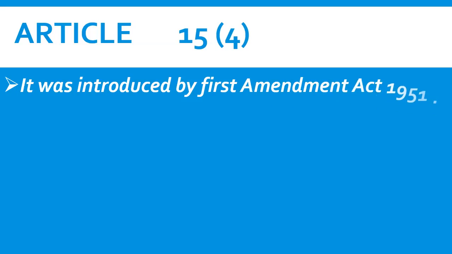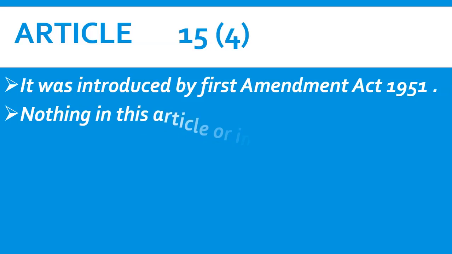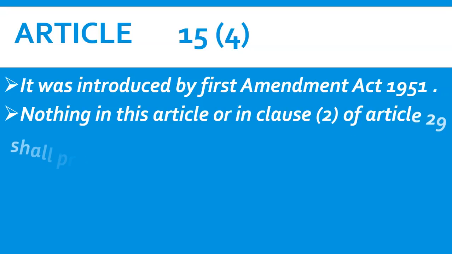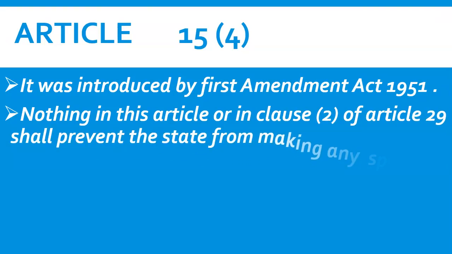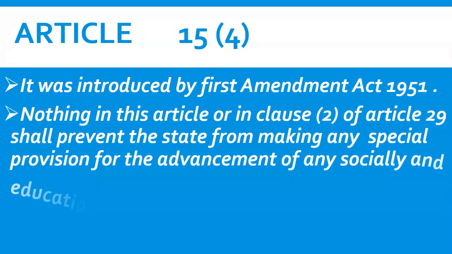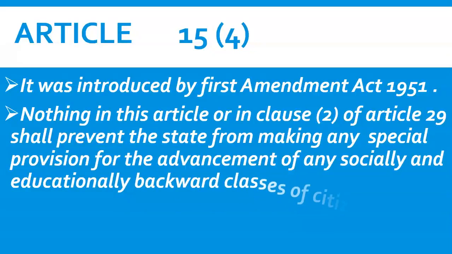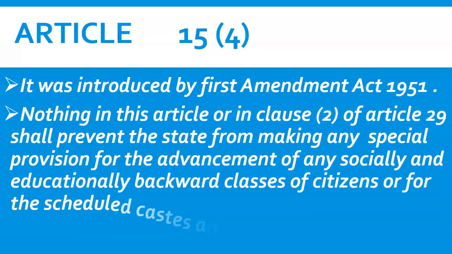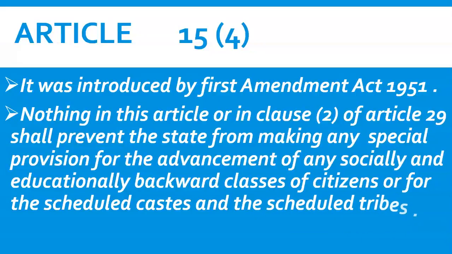So friends, then comes Article 15 Clause 4. Now what is Article 15 Clause 4? First of all, it was introduced by First Amendment Act 1951. So friends, it was not in the original constitution. It was not the part of original copy of the constitution. So when Parliament amended the constitution for the first time, then Parliament included this article in the fundamental rights. So this article was introduced by First Amendment Act 1951.